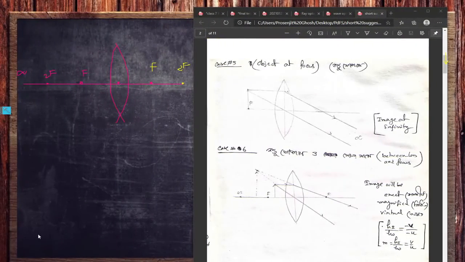Now the final condition: if the object is placed between the optical center, or the surface of the lens, and the focus, then where will the image be formed? The image will be formed at a certain distance, but this time it will be counted as a virtual one, because the dotted ray diagram is giving you the idea of the image. You are not finding the image over here. So the image will be virtual, erect, and magnified.